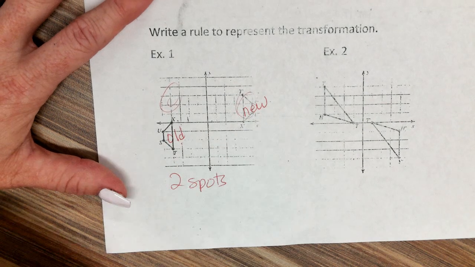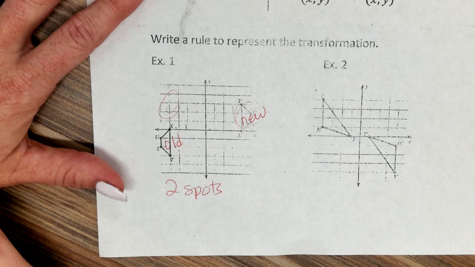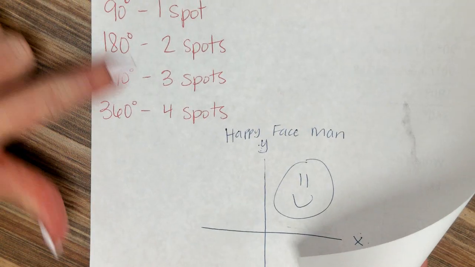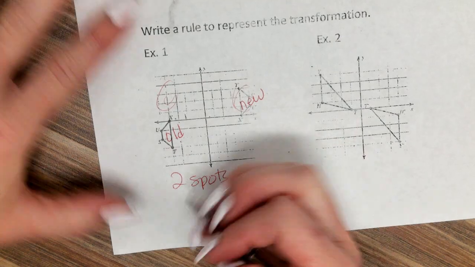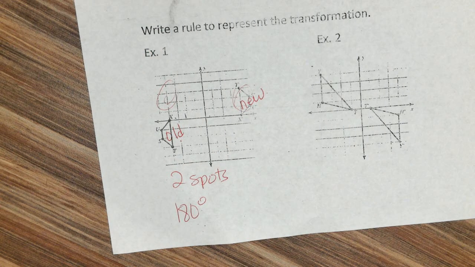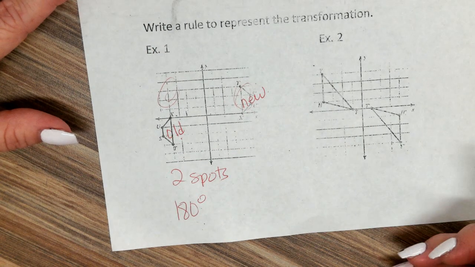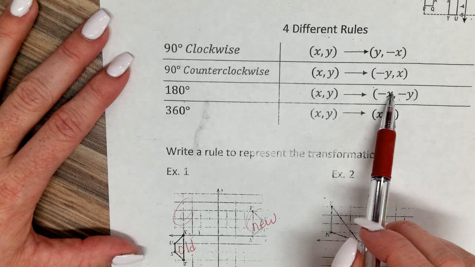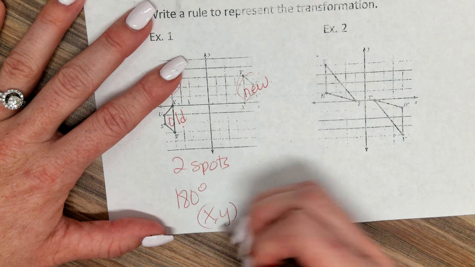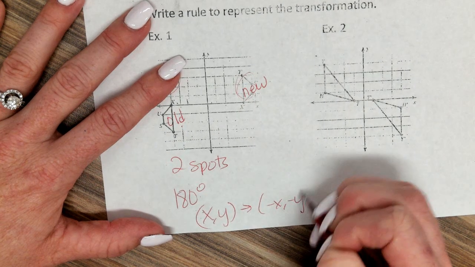So what rule would that be? What's 2? You got to go right here. What's 2 spots? 180. And you don't have to write clockwise or counter because 180 is the same every time. So you would just write this rule. Take your X and Y and they both become negative.